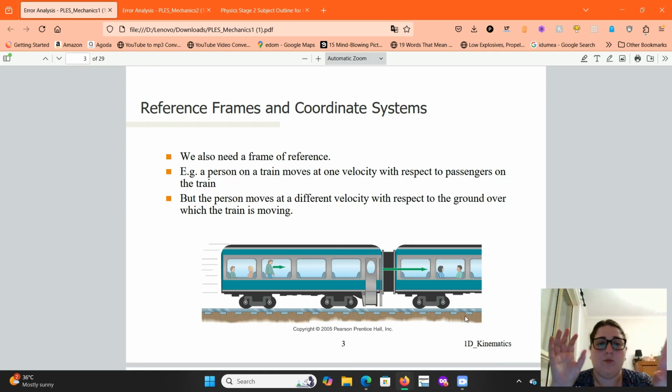We also need to be aware of a frame of reference. So a person moving on a train has one velocity with respect to passengers and a different velocity with respect to the ground. If someone is walking in a train at 2 meters per second, and the train is moving at 30 meters per second, the person will be moving at 2 meters per second with respect to the people in the train. With respect to the ground, it will be moving at the speed of the train plus their own speed. Okay?